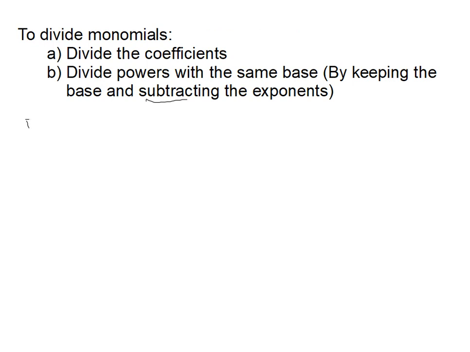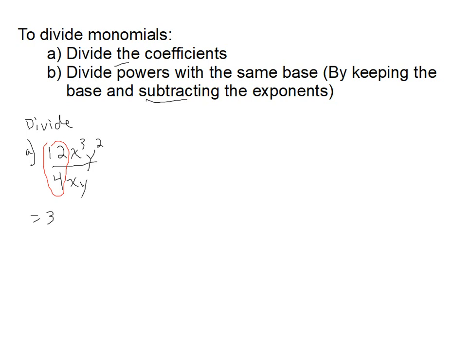So here's our example. We're going to divide, and we'll start with 12x cubed y squared divided by 4xy. So again, we're going to start by dividing the coefficients. So here are the coefficients. We're going to go ahead and do this division. What's 12 divided by 4? So 12 divided by 4 is 3.